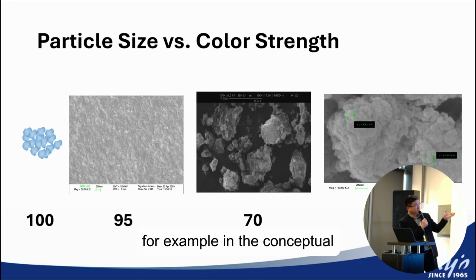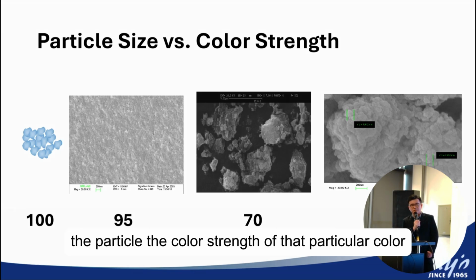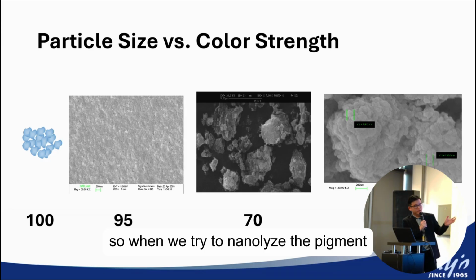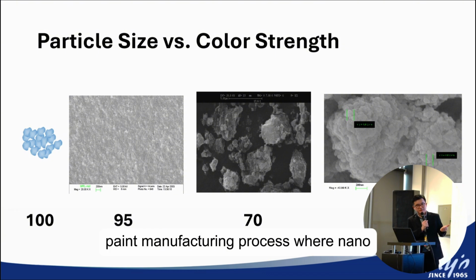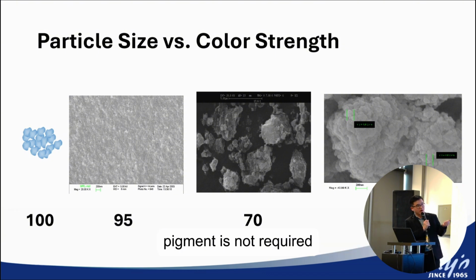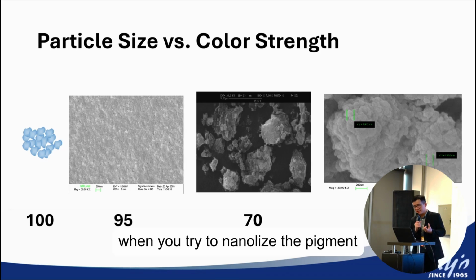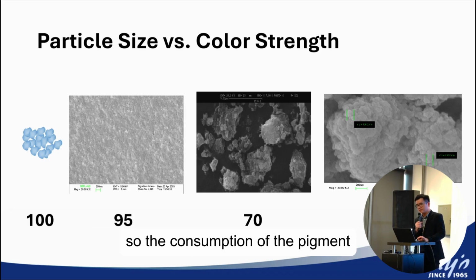The conceptual idea is that when you fully disperse the pigment particles, the color strength of that particular color is, for example, 100%. When we nanolize the pigment, the color strength can reach 95%. But in the conventional paint manufacturing process, where nanopigment is not required, the color strength is only around 70%. So when you nanolize the pigment, it gives you a better color strength, and the consumption of the pigment in the system will be even lower.